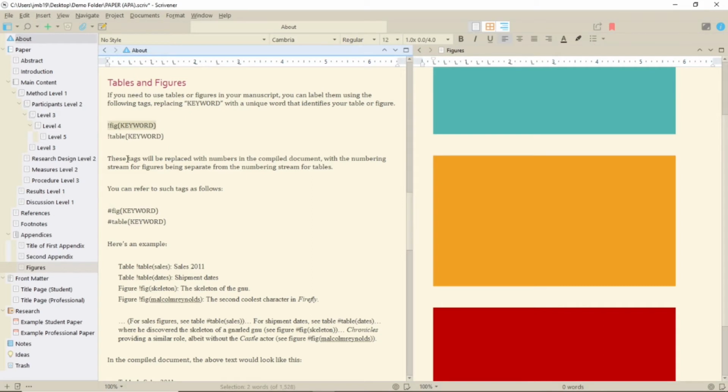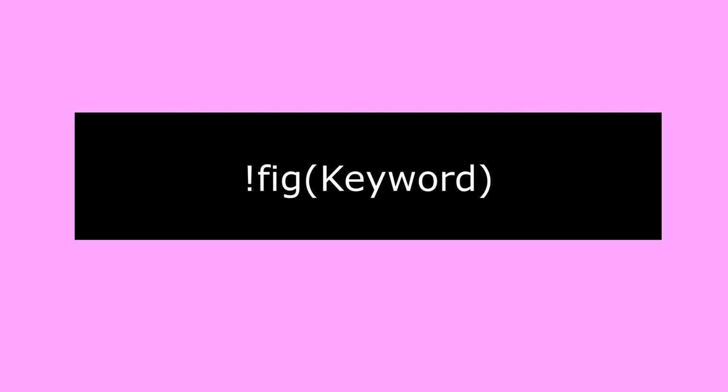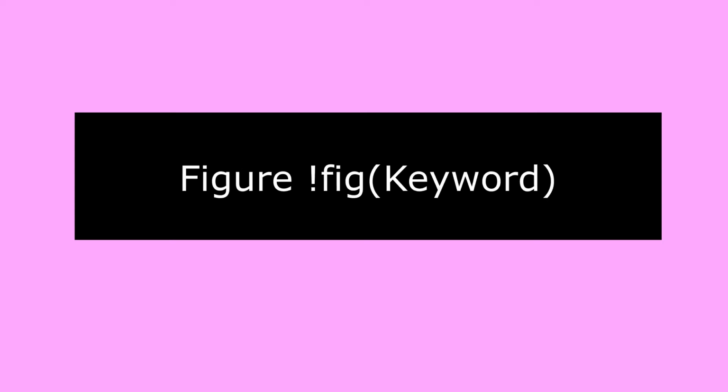So in order to create numbered figures, you need to put this text below the figure. Exclamation mark, fig, then a bracketed keyword, that keyword being your reference to how you will refer to this figure in the future. What wasn't blindingly obvious to me, not being someone who's used to doing this, was that you also need to put the word figure with a space before this. So what you have is figure space, exclamation mark, FIG, bracket, your keyword, close bracket.